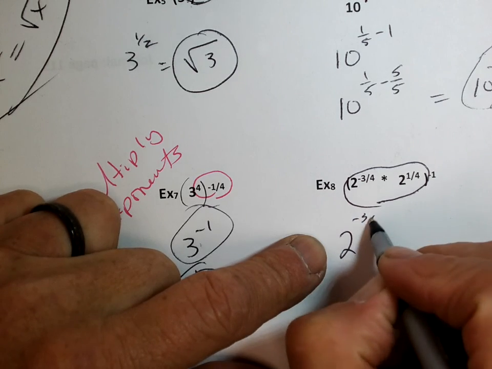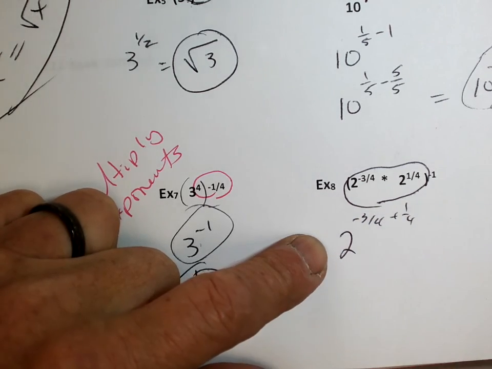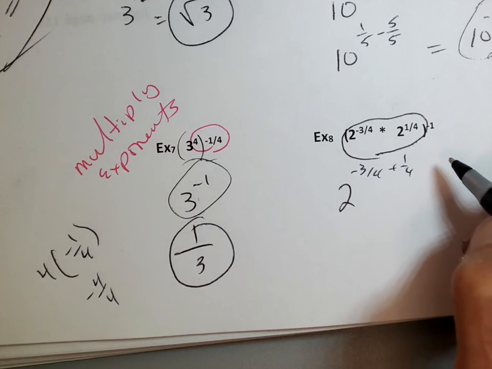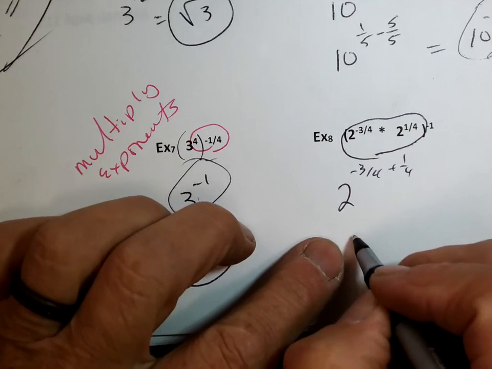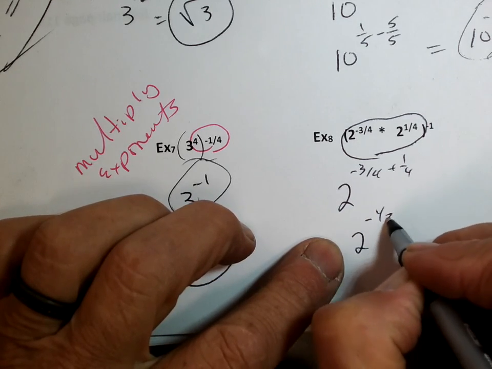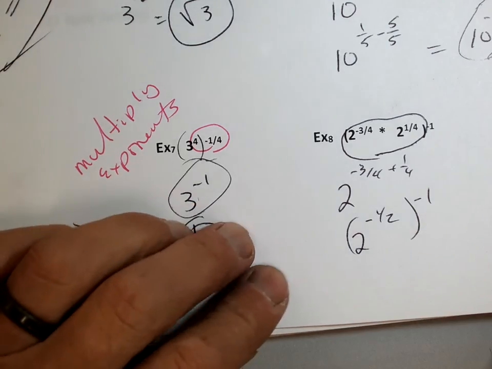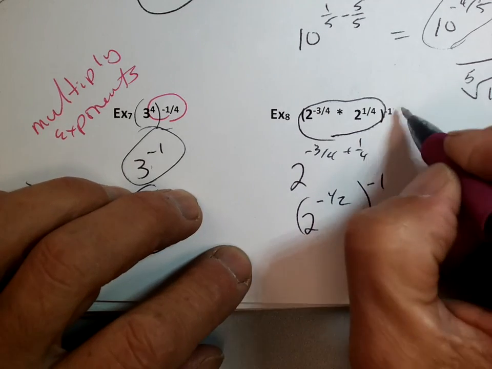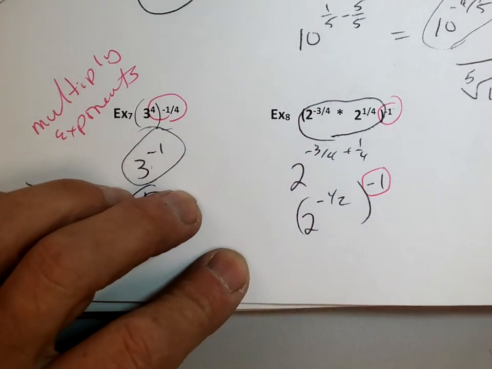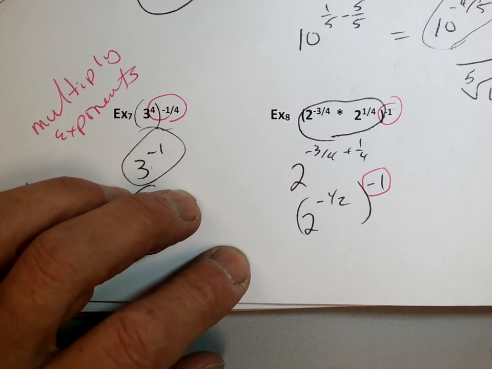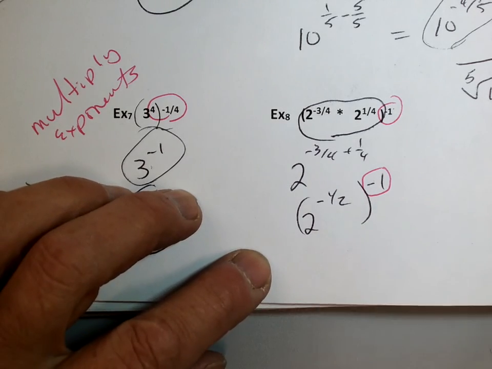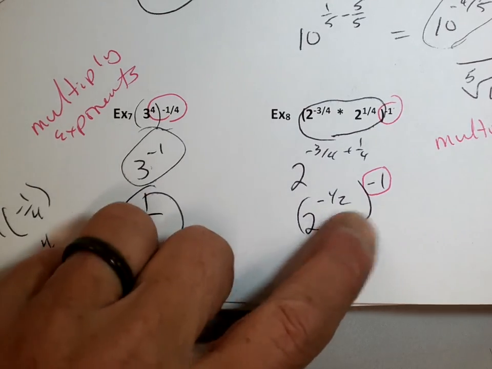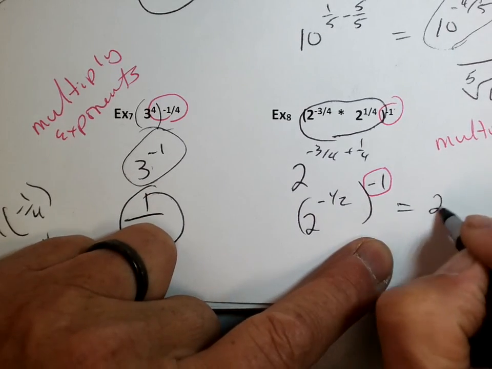What is negative 3/4 plus 1/4? Well, if I add those exponents, what do I get? Negative 2/4 or negative 1/2. Okay? So I get a 2 to the negative 1/2 to the negative 1, because I brought back in this negative 1, right? Multiply exponents, you guys, okay, so it's multiply exponents. So I multiply negative 1/2 times the negative 1, what do you get? 2 to the positive 1/2.